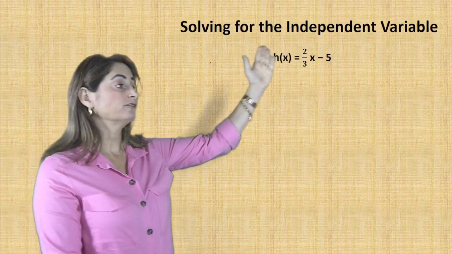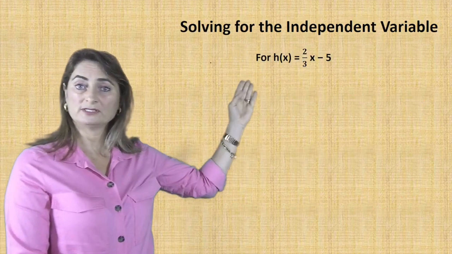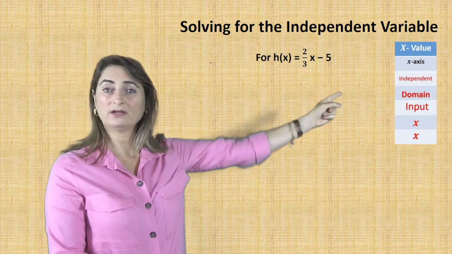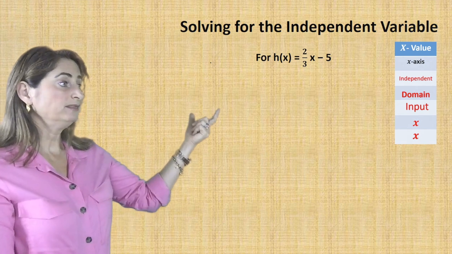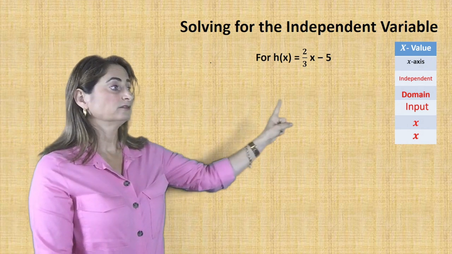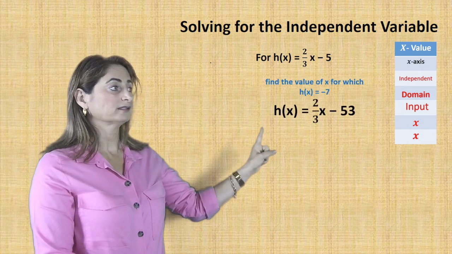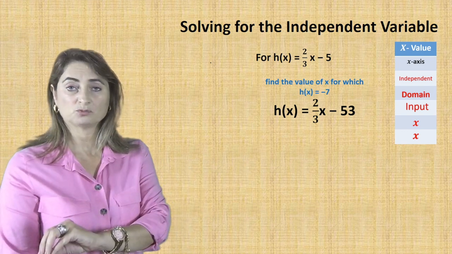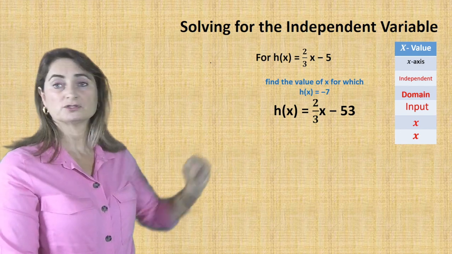Now we need to solve for the independent variable for this equation. Do you remember in the table, the independent variable is the value of x? So write the equation. Find the value of x for which h of x equals -7. So they give you the output. They give you h of x. What does it equal to? It equals -7.